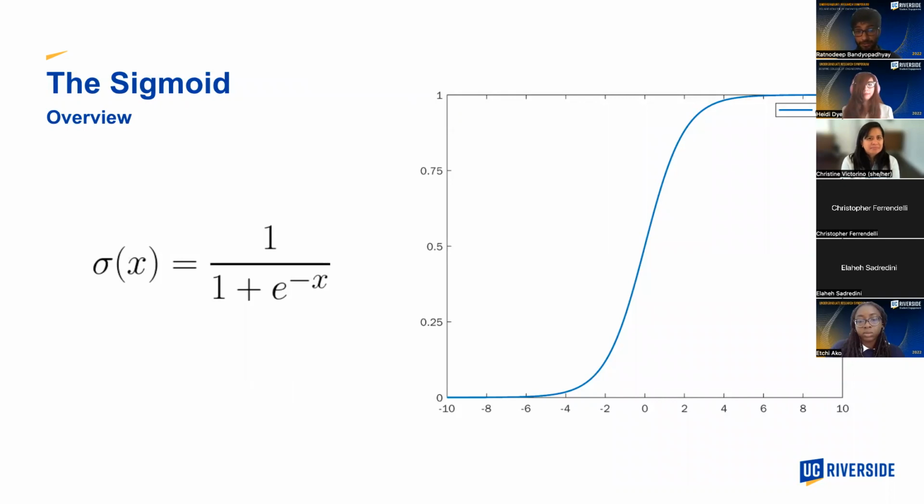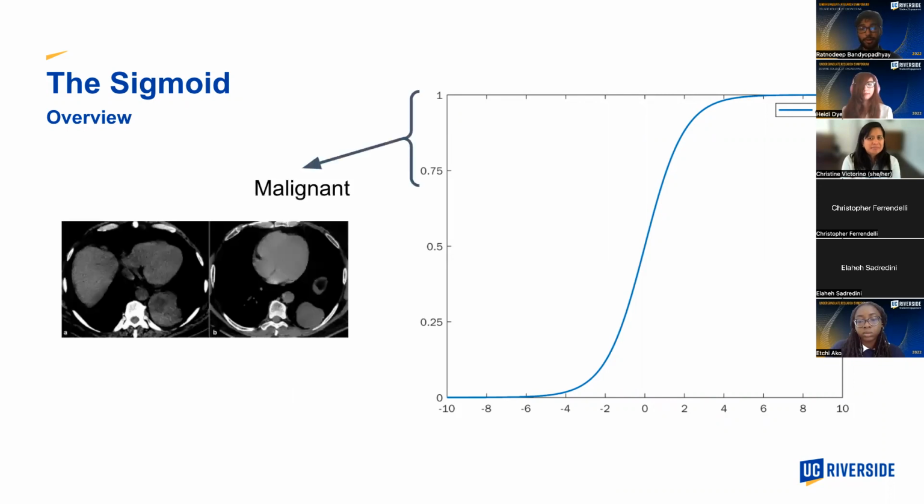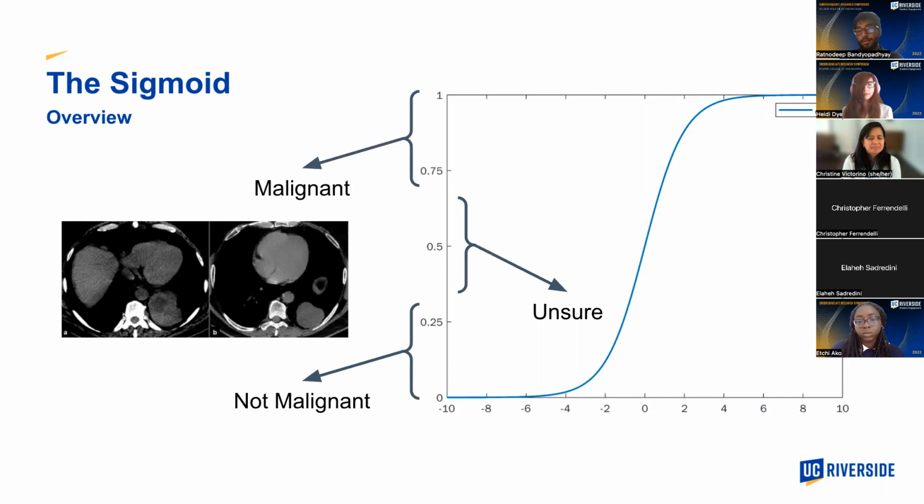For instance, in the first example where the question was, is this a picture of a malignant tumor? If the algorithm is confident that the tumor in the picture is malignant, the output of the function should be closer to 1. But if it's confident that the tumor is not malignant, the output should be closer to 0. If the algorithm is not confident about its decision at all, then it'll be closer to 0.5. And this isn't really desirable.